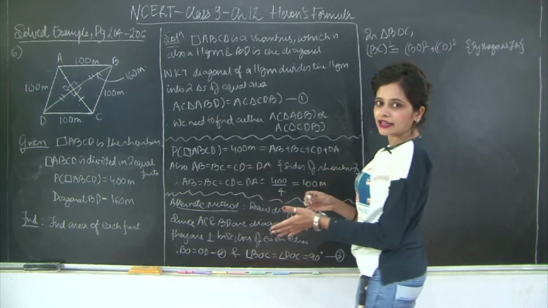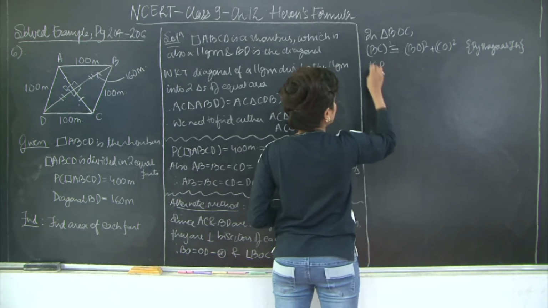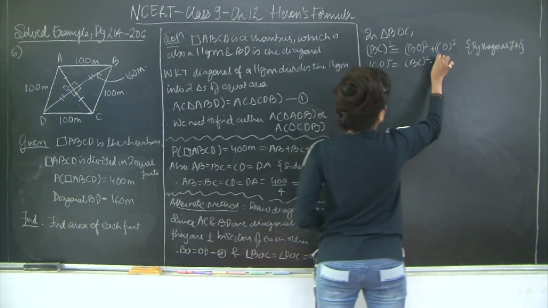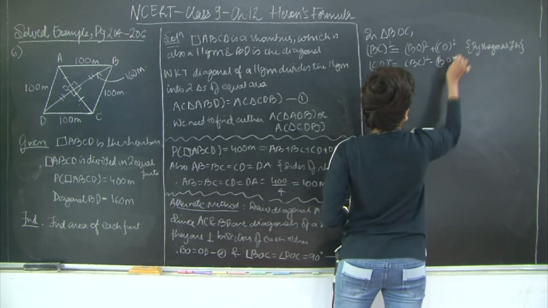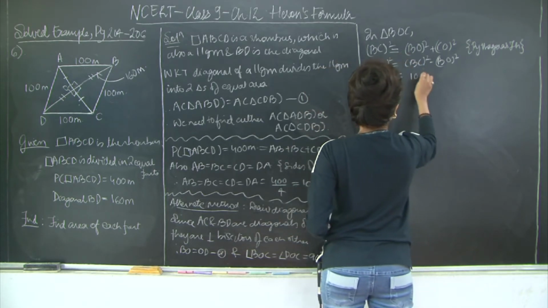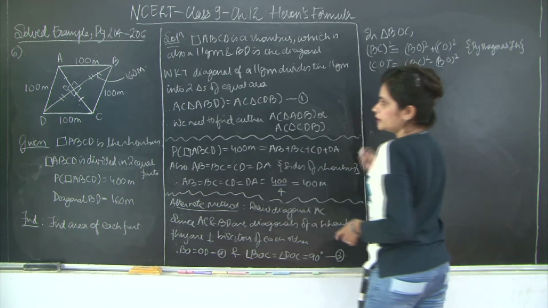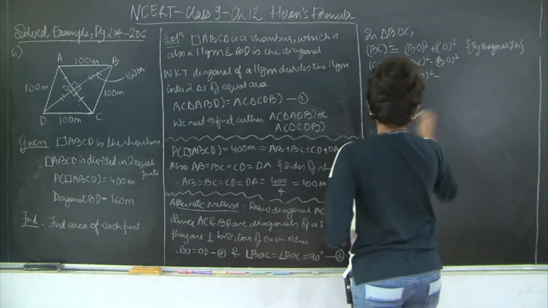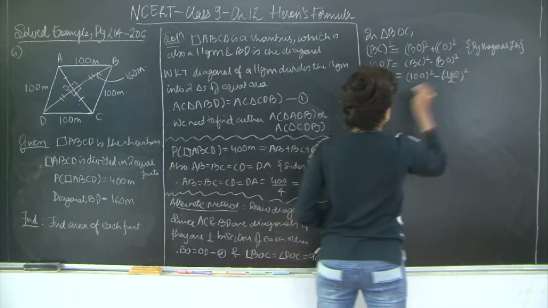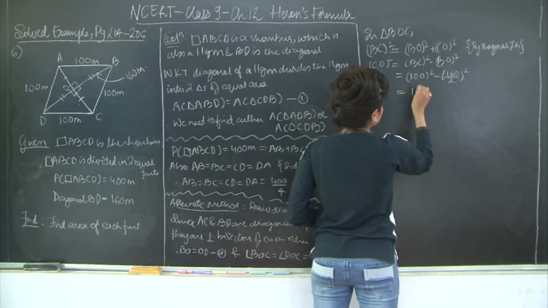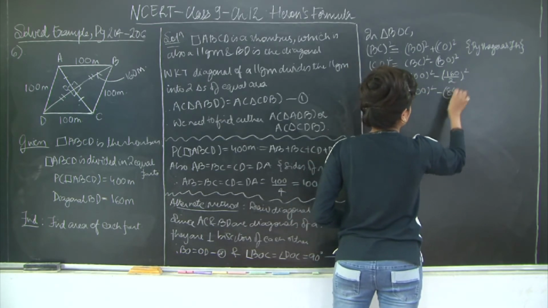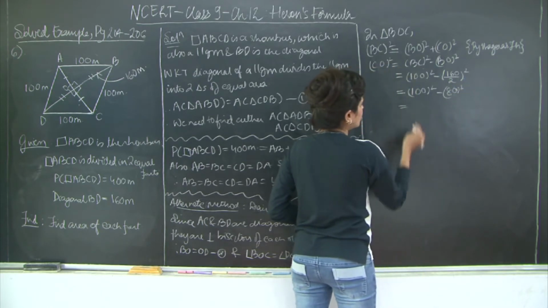Right? We need to find the length of CO, so I'm just going to put CO on one side of the equation, and therefore this will be BC square minus BO square. So BC square is what? It is 100 square minus BO. BO is what? 160 divided by 2, square. So this would be 100 square minus 80 square.